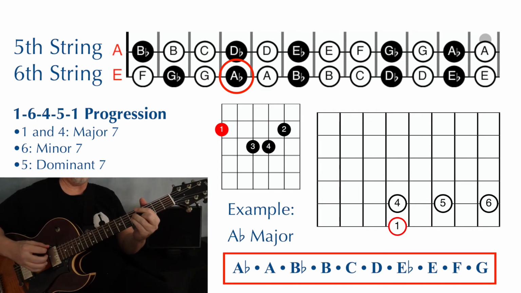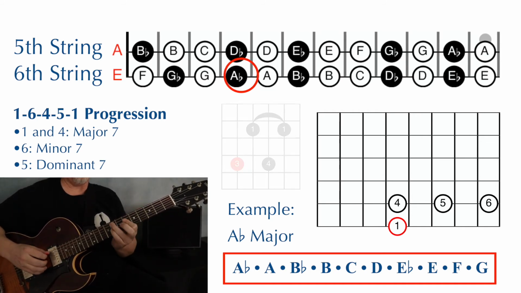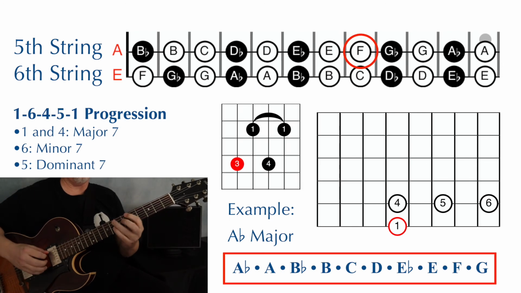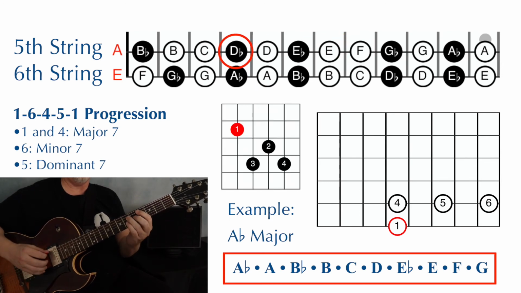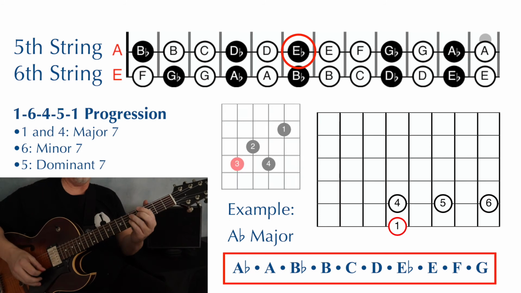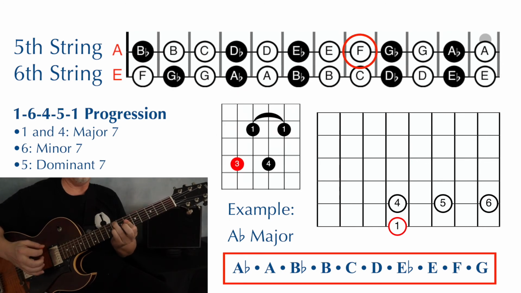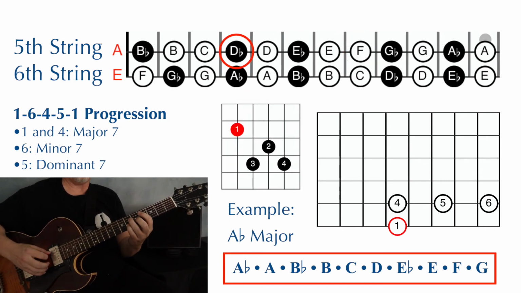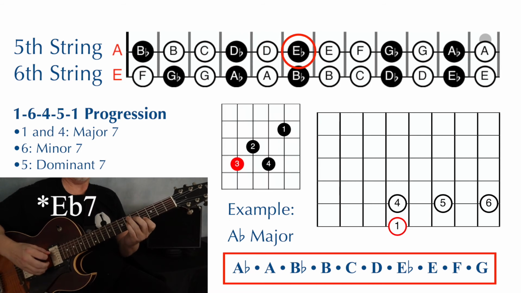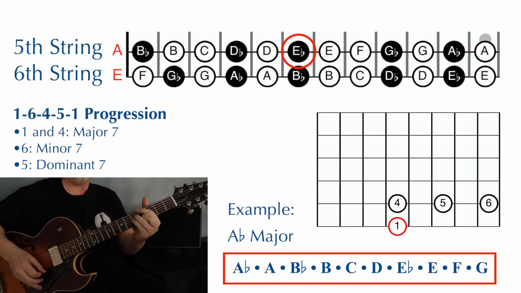So you play 1, 6, 4, 5, and 1. Or A flat major 7, F minor 7, D flat major 7, E flat major 7, and A flat major 7.